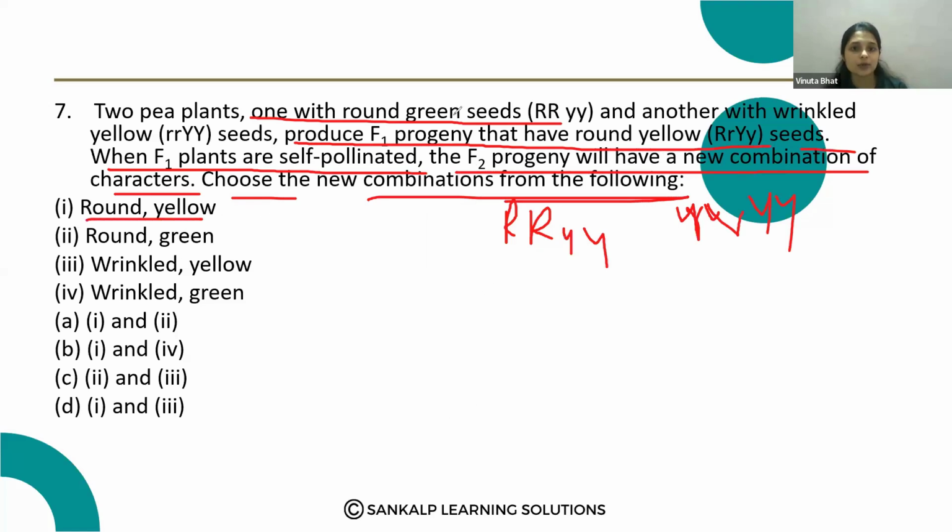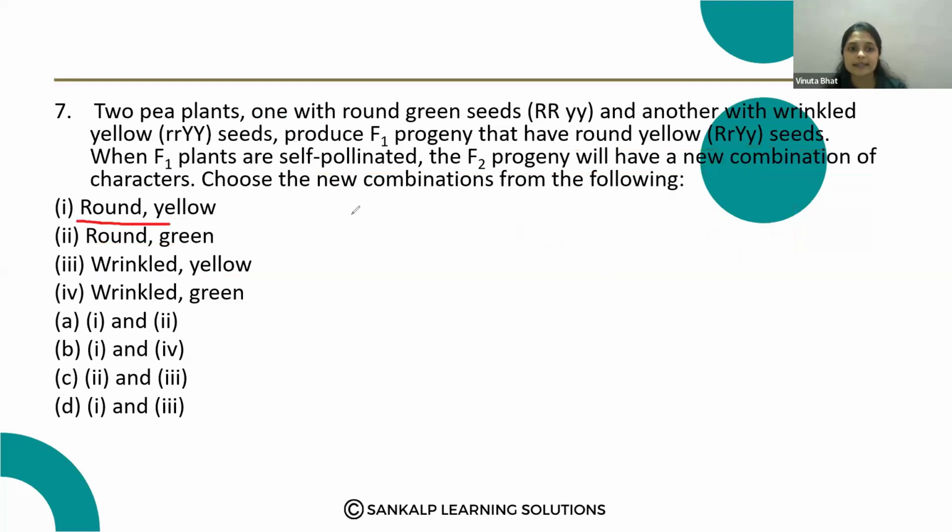Round yellow, round green, wrinkled yellow, wrinkled green. So round yellow seeds, that is the parental generation, have the round yellow seeds. And round green, that is not the parental generation. Wrinkled yellow, that is from the parental generation. Wrinkled green, that is not from the parental generation, right? So these are the new combinations found in the F2 generation, that is 2 and 4.